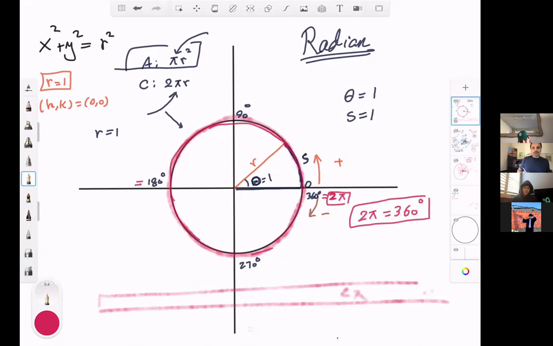What radian is 180 degrees? If everything is 2 pi, if you halve it, you will get pi. Good. What about 90 degrees? It will be pi half. And 270 will be 3 pi half.